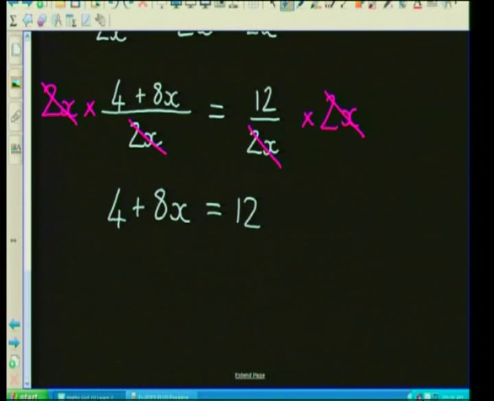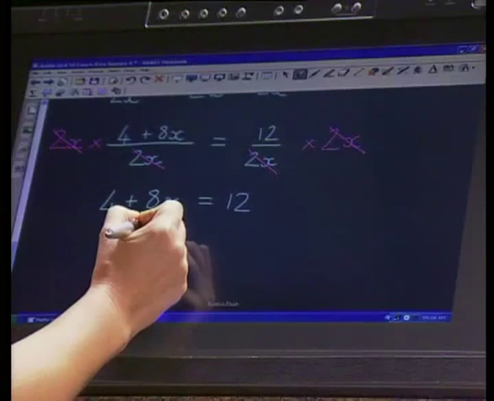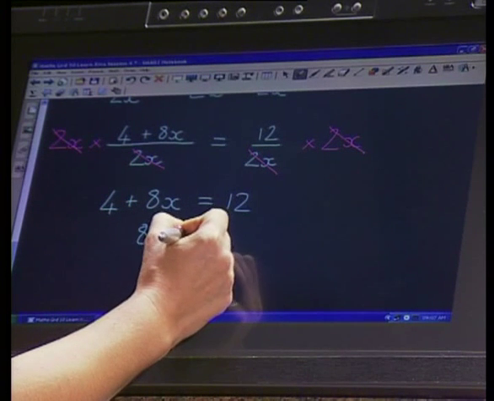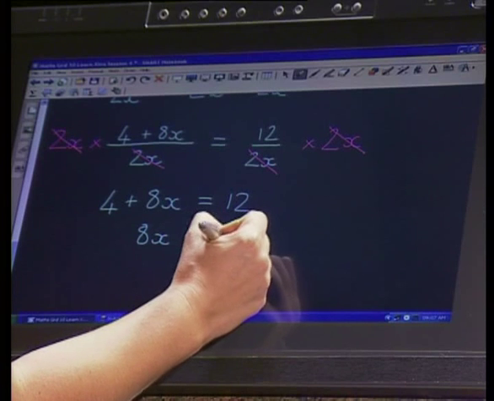Now it looks like something you've seen in grade 8. So now let's solve. We don't want the 4 on this side because we want to isolate the x, and we move the 4 across by minusing both sides by 4.